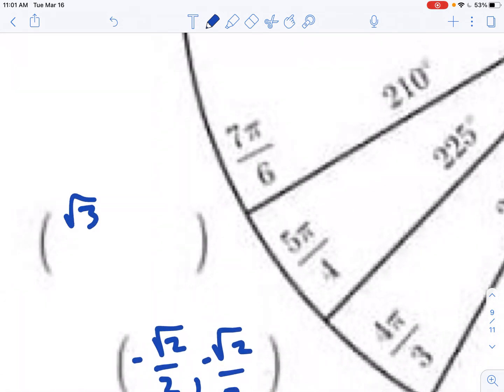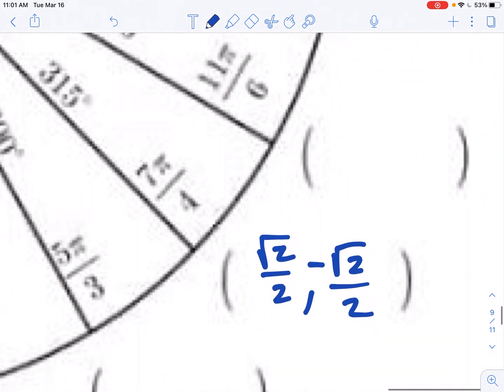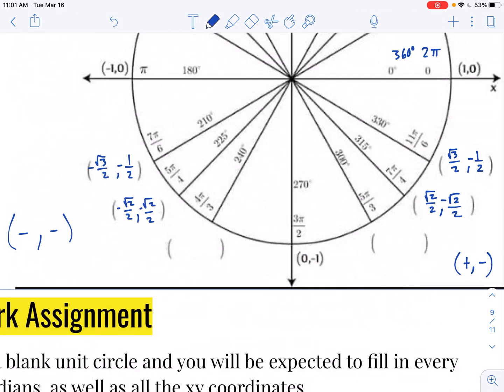Root 3 over 2 for x, 1/2 for y, because it's a pi over 6. It's going to be the same magnitude for x and y values, and both of these are negative because I'm in quadrant 3. And then this is going to be root 3 over 2 and 1/2. And only my y value is negative because I'm in quadrant 4. So that's how we go through our pi over 6.